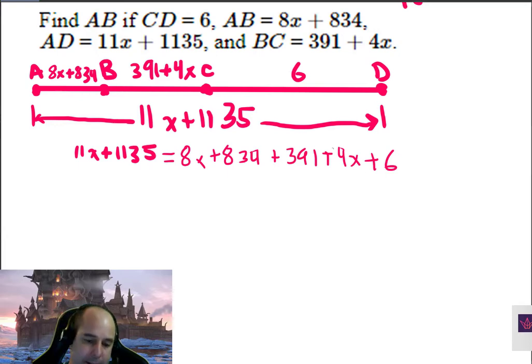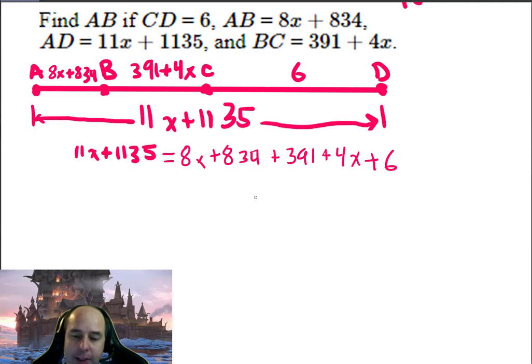So, I'm sorry about that, man. Why am I having so much trouble drawing to you guys? I am sorry. 391 plus 4x. Oh, that's why, I'm picking up my pen too fast. All right, so 8x plus 834 plus 391 plus 4x plus 6.